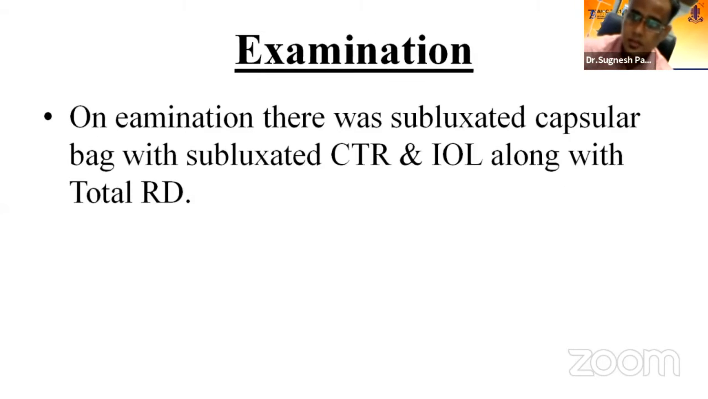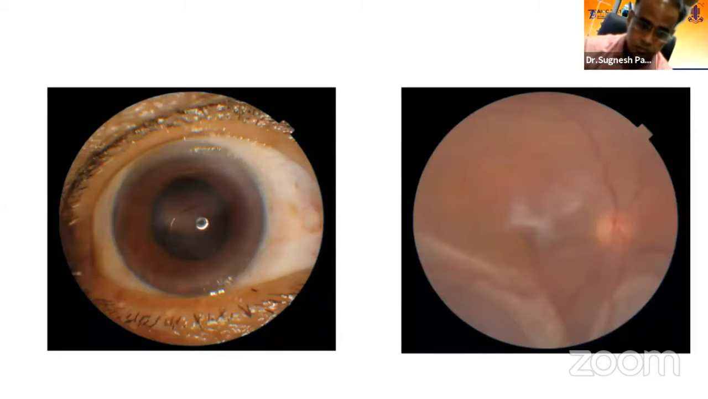On examination, there was a subluxated capsular bag with subluxated CTR and IOL along with total retinal detachment. This was the anterior segment photo showing subluxated IOL and subluxated bag, and this is the fundus picture on the right side showing total retinal detachment.